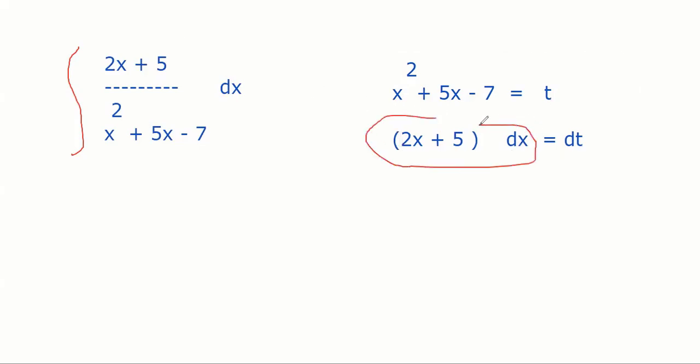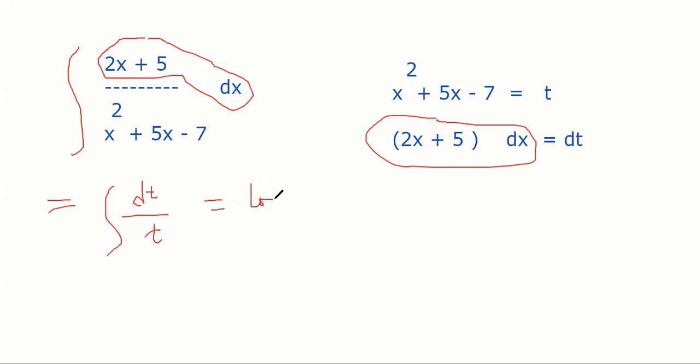Substitute this. In its place, my question becomes dt by t. What is the integration of dt by t? The integral of 1 by t is log of t, so the answer is log of x square plus 5x minus 7 plus c. That's it. Always write this in the form of this x square. It got solved, immediately at a glance, because we know the method: whenever the numerator is the derivative of the denominator, very easy.